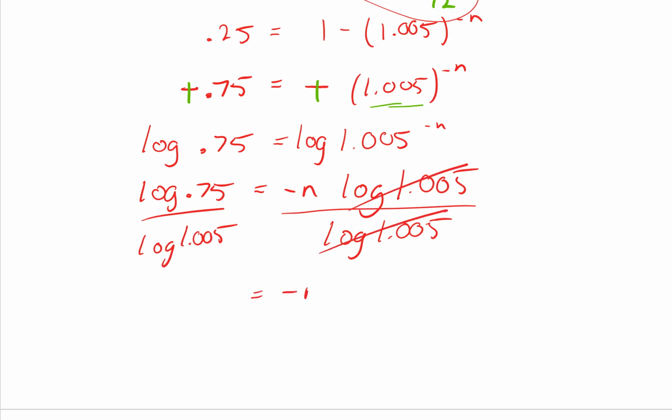And I get negative n is negative 57.68. So I'll divide by negative again. I get n is approximately 58 payments.